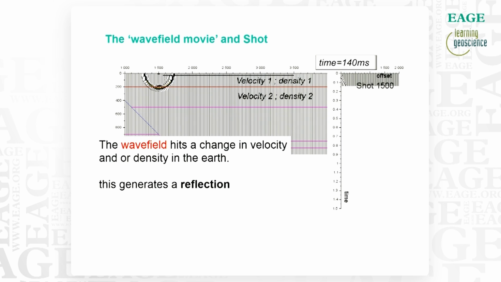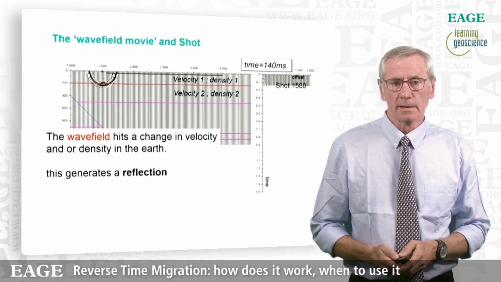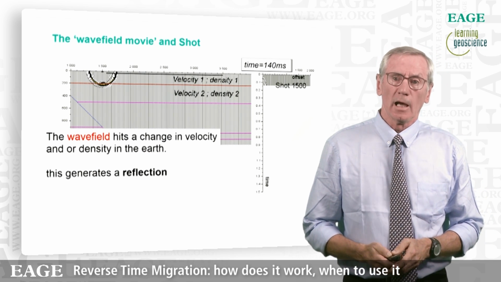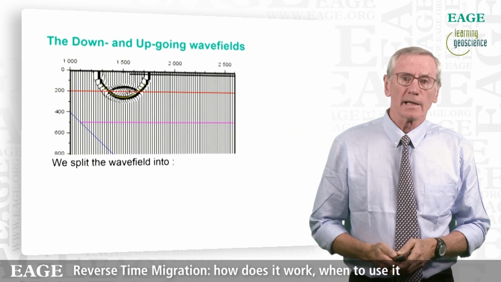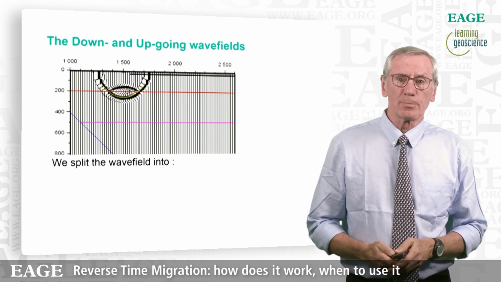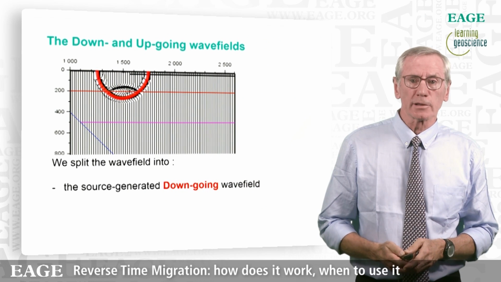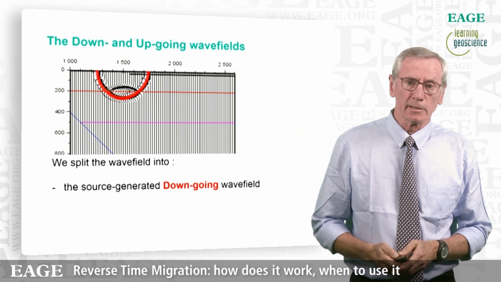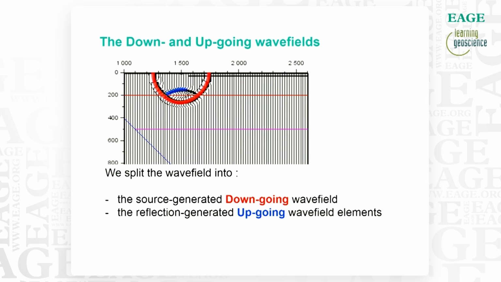At that moment, the wavefield hits a reflector in the shape of a change in velocity and density, and these generate a reflection, and part of the wavefield starts to propagate upwards. Let's look at the wavefield 20 milliseconds later. We classically split the whole wavefield and distinguish the downgoing wavefield, which is the pressure disturbance directly generated by the source, highlighted in red, and the upgoing wavefield, the pressure disturbance generated at the reflector.